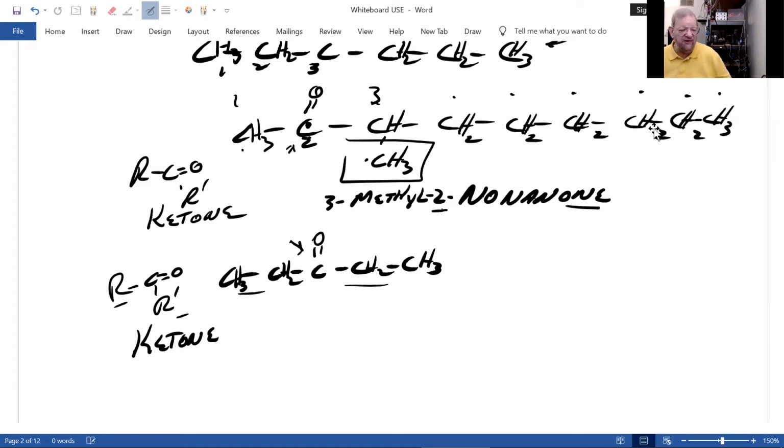And how many carbons are in the longest chain with the carbon double bond to oxygen, also known as the carbonyl carbon? 1, 2, 3, 4, 5. That'd be pentane. Drop the E, add ONE, pentanone. And now what carbon is it on? Well, if you start from either side, it's on carbon 3, so it's 3-pentanone. Ooh, let's do another one.